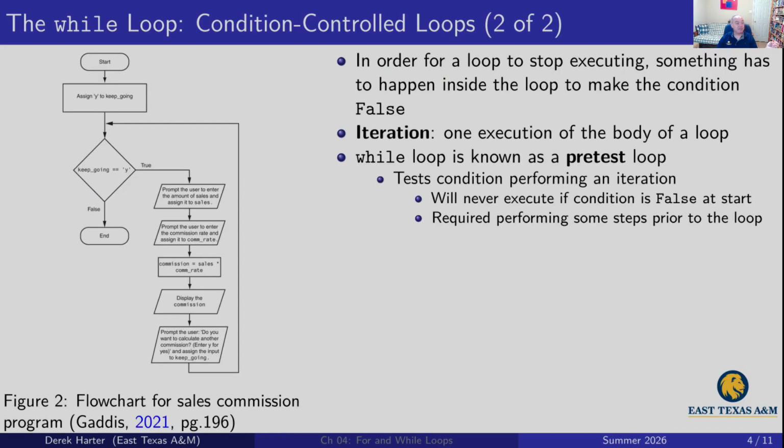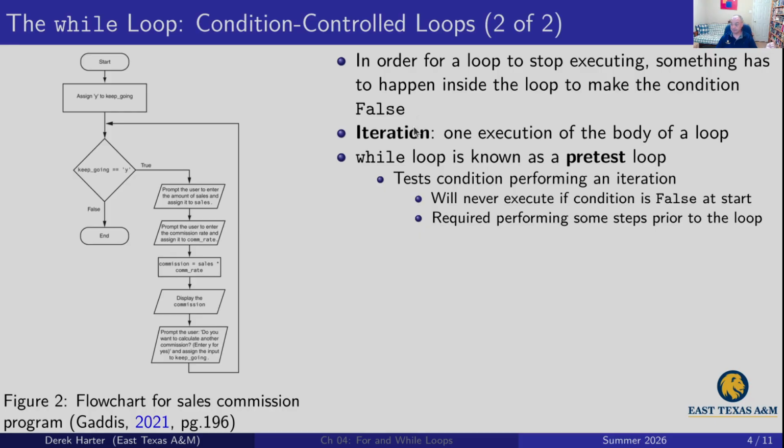Okay, so let's look at an example of a while loop that does the calculation of the sales commission. Here's the flowchart of how that might work. Basically, for a condition controlled loop, in order for the loop to stop executing, something has to happen in one of these statements to make that condition false. So that condition should initially be true, but something should be assigned or changed in these statements that will eventually make that condition false.